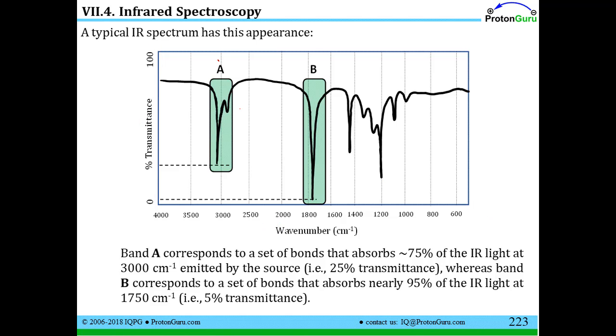So, for example, let's look at peak A in the spectrum. You see that peak A absorbs infrared light at somewhere around 3,000 reciprocal centimeters. And the percent transmittance is around, let's say, 25%, which means that those bonds are absorbing 75% of the infrared light energy at that energy. Peak B absorbs around 1750, and it absorbs pretty much all the light with almost none transmitted through the sample.